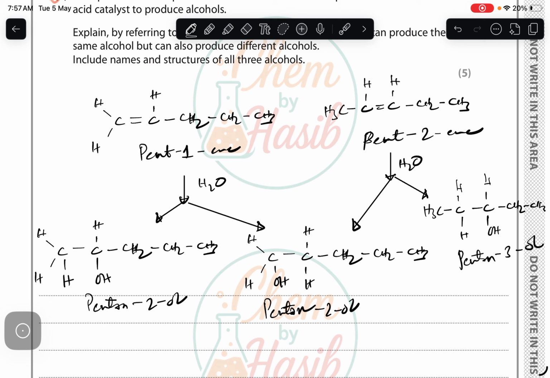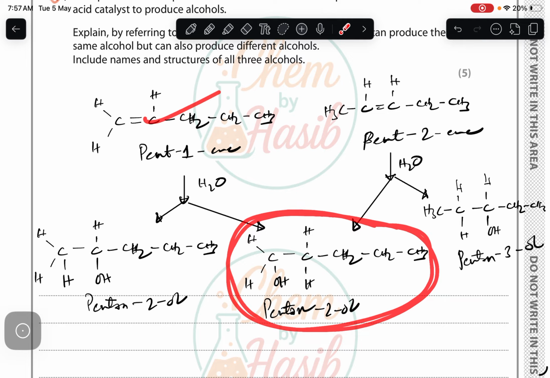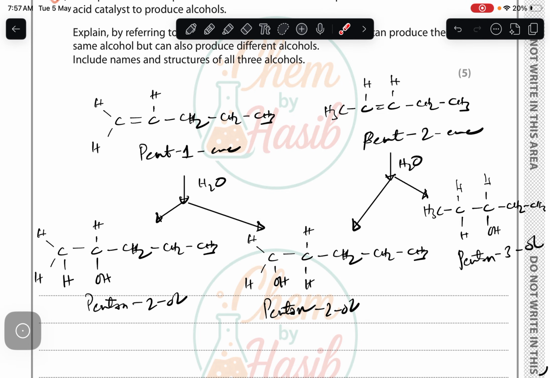So you get 1 mark for drawing this, and you have to say that this can be formed from both the alkenes, from pent-1-ene and pent-2-ene. So you get 1 mark for this. You get 1 mark for drawing pentan-2-ol. You get 1 mark for drawing pentan-3-ol. You get 3 marks from here.